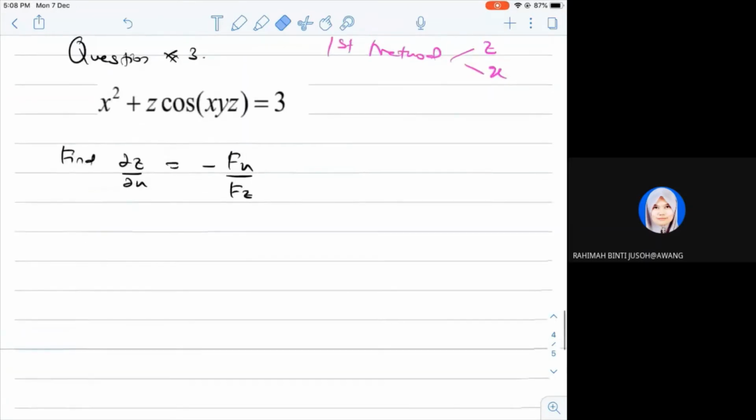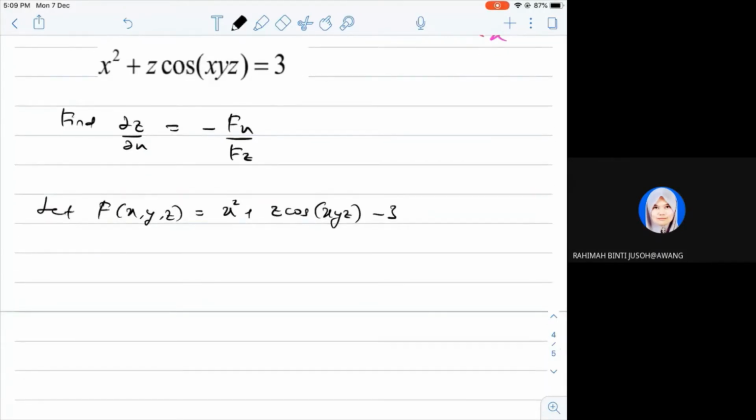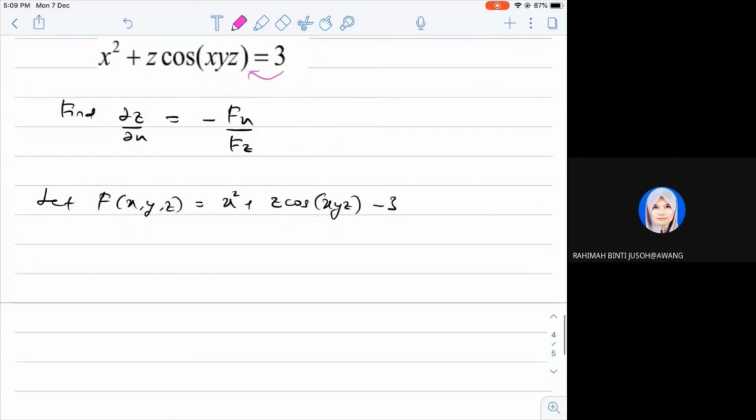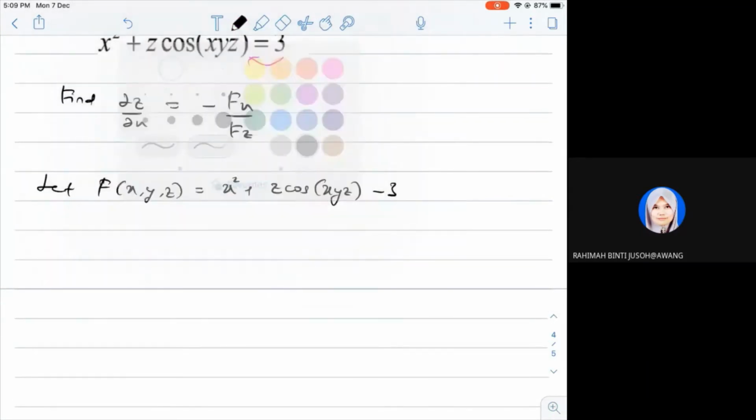Okay. So now we let f(x,y,z) equals to x squared plus z cos xyz minus 3, like this. Okay, don't forget, move this to the left hand side, move here. Okay, after that, we find fx.